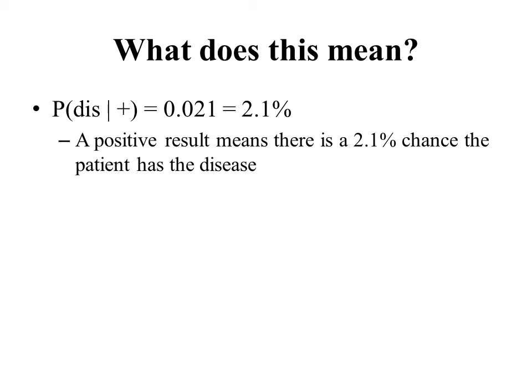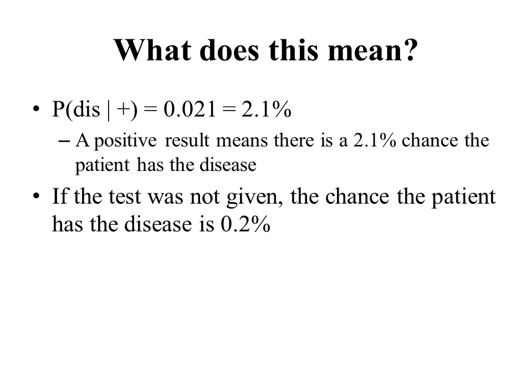All right, so let's talk briefly about what this conditional probability means. The probability of having the disease given that we test positive is 2.1%. So we can interpret this as saying that a positive result means that there's a 2.1% chance that the patient has the disease. Okay? Well, that may be a little bit disturbing. We would think that if the test were really good, then this probability should be close to 100%. If you test positive, you would think that means you do have the disease, but this shows that there's really not a very good chance that you have the disease, even if you test positive.